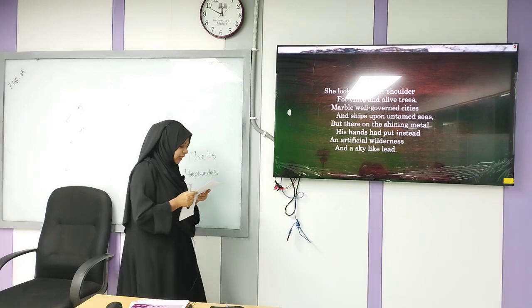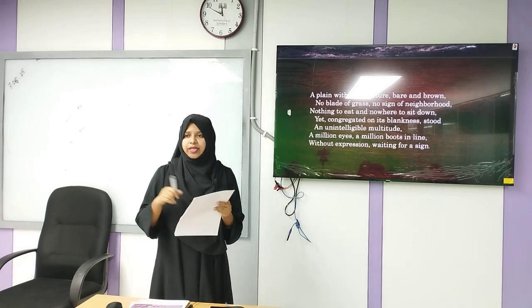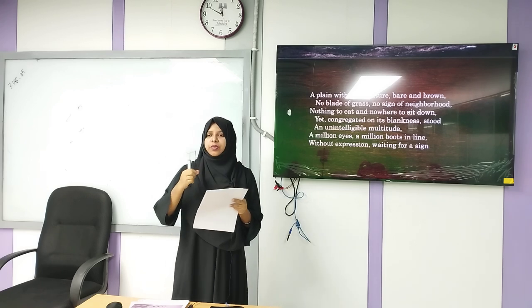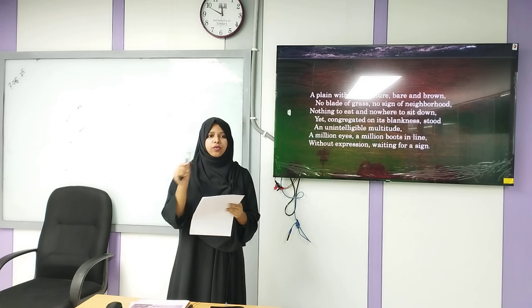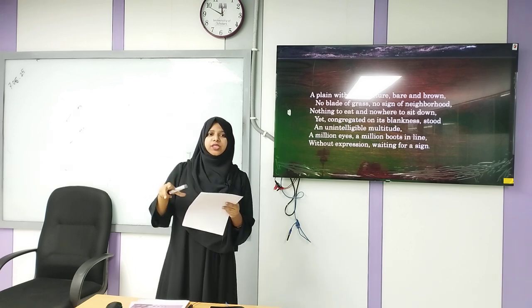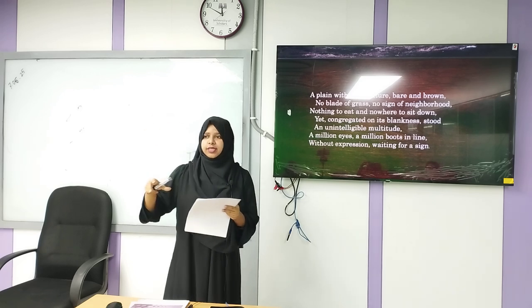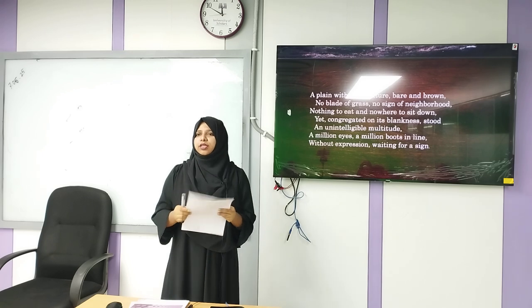A plain without a feature. Plain means field. It's a field which does not have any feature. What are the features of a field? Flowers, greenery, children playing, people having some chit chats. So this field is not of that feature. Bare and brown means it's not green. It has no grass, no blade of grass, no sign of neighborhood. From fields we see the civilizations, the surrounding cities, but that's missing here. Nothing to eat and nowhere to sit down. There is nothing to chill.